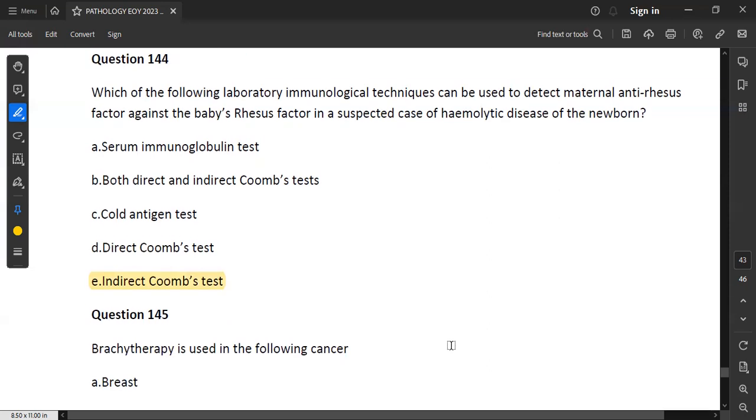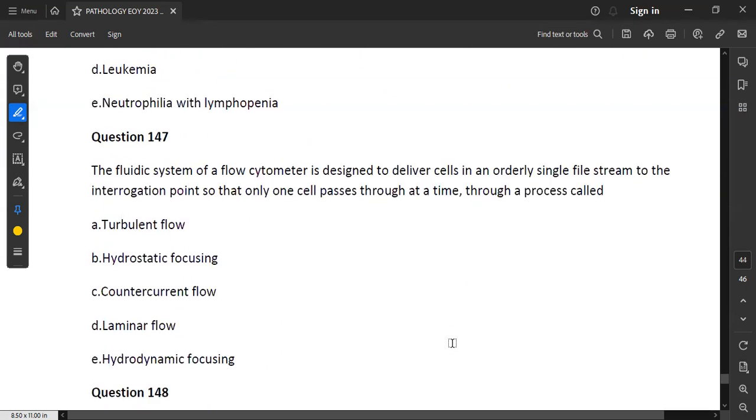Then 147, okay. The fluidic system of a flow cytometer is designed to deliver cells in an orderly single file stream to the interrogation point so that only one cell passes through at a time through a process called what? Yeah, the answer is hydrodynamic focusing.